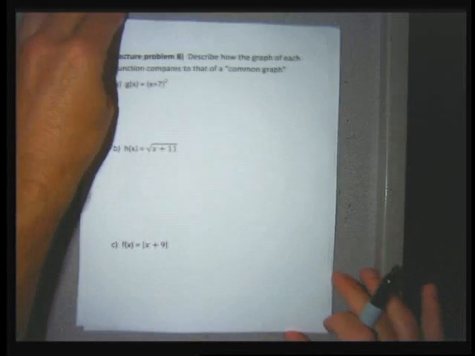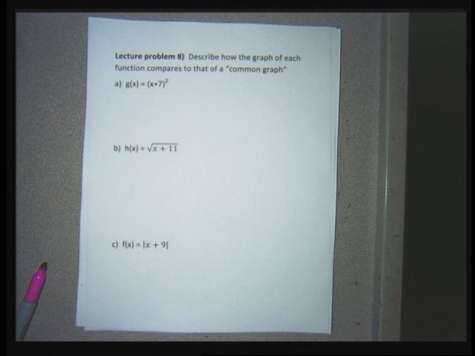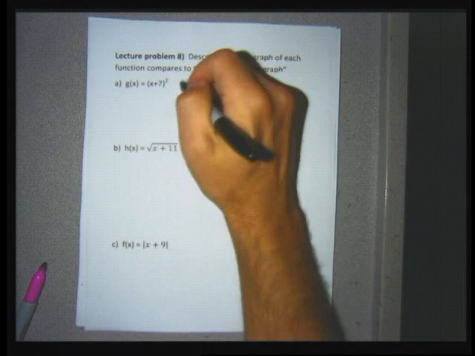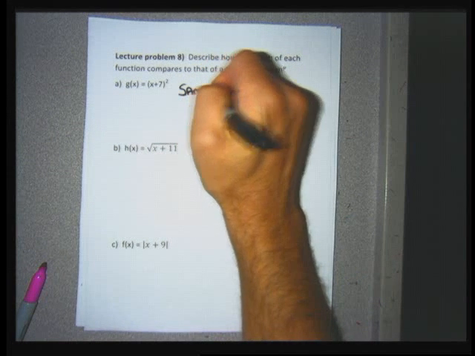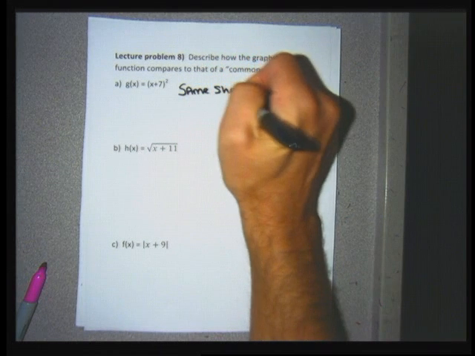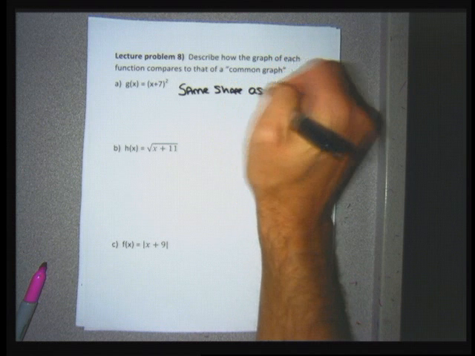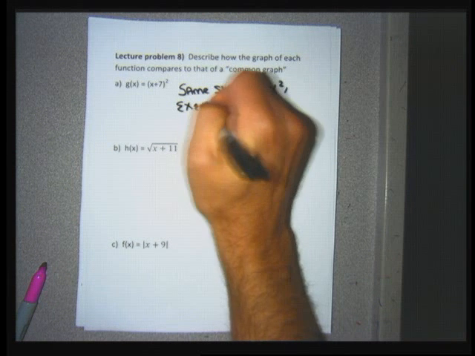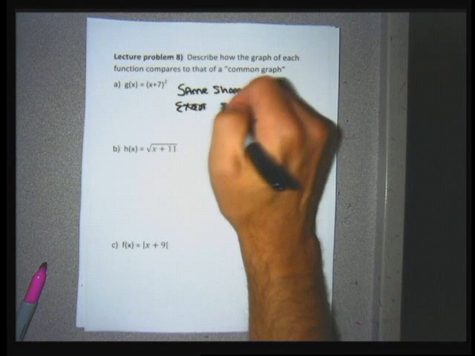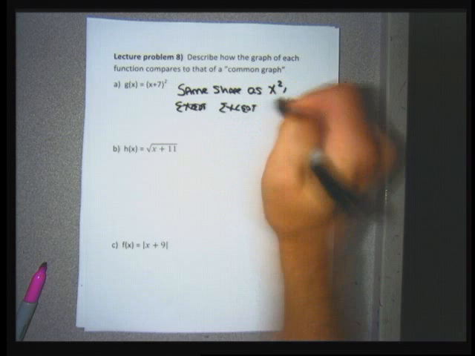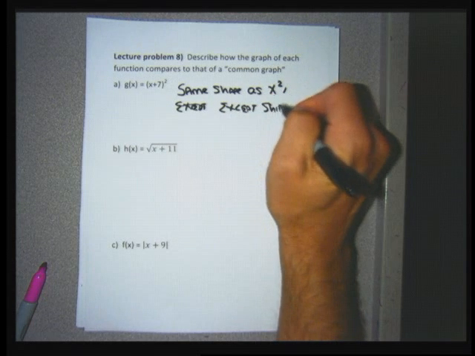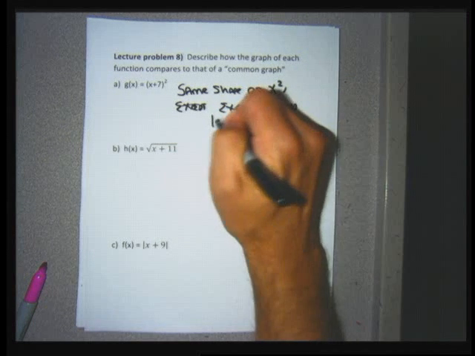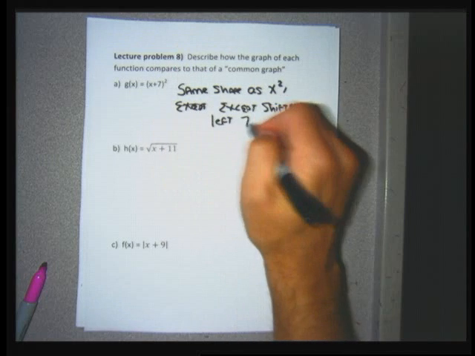Question 8 is just to make sure that we understand what's going on here. It just says describe how these graphs compare to a common graph. For part A, this graph is going to have exactly the same shape, and I'll be slightly more lazy here, as the graph of x squared, except it's going to be shifted to the left, and it's going to be left 7 units.